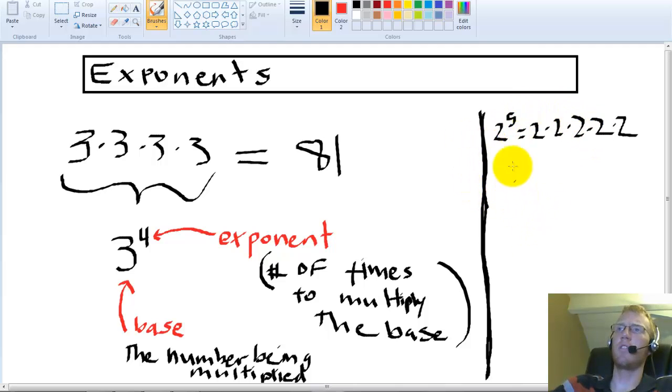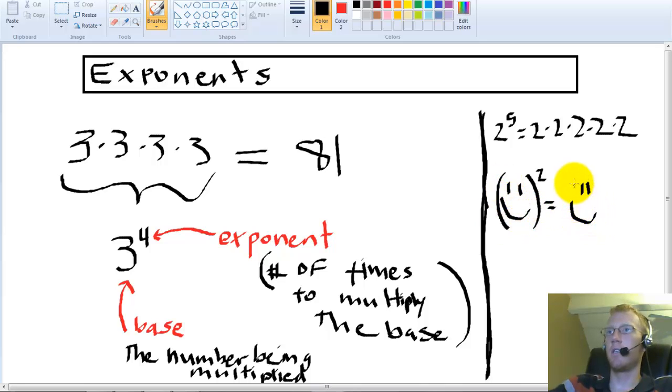To give you an idea, let me just do something kind of weird. Suppose you had a smiley face to the 2nd power. What does that equal? Well, what's the base? The base is the number that's being raised to the power. So in this case, the base is a smiley face. So there's one smiley face. Okay, and what is the exponent? The exponent is the number of times you're multiplying it. So a smiley face times a smiley face is a smiley face squared.